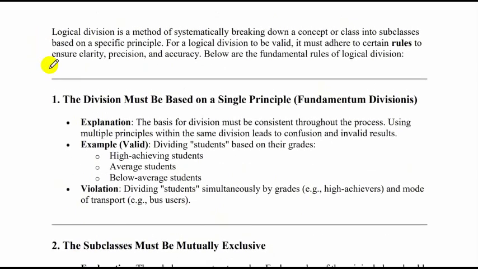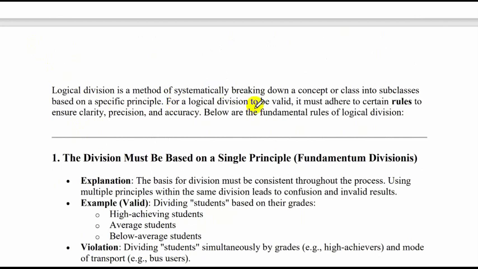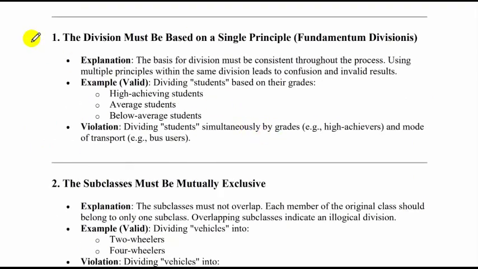These are the rules. The logical division is a method of systematically breaking down a concept or a class into subclasses based on a specific principle or a single principle. For a logical division to be valid, it must adhere to certain rules to ensure clarity, precision, and accuracy and remove all ambiguities. The division must be based on a single principle. This we have already covered. It is known as fundamentum divisionis.